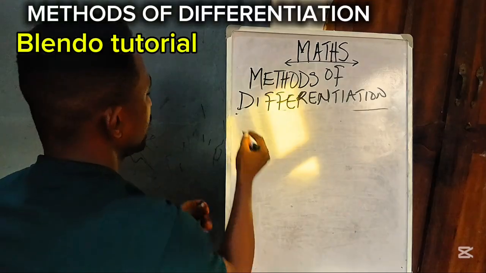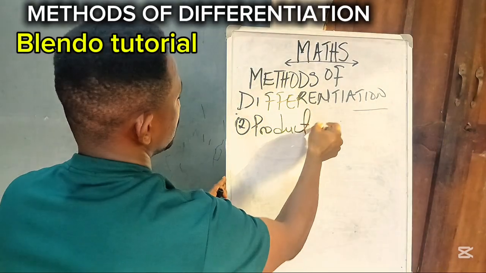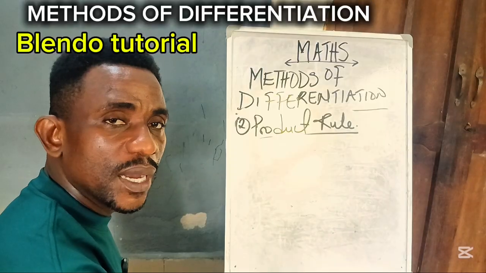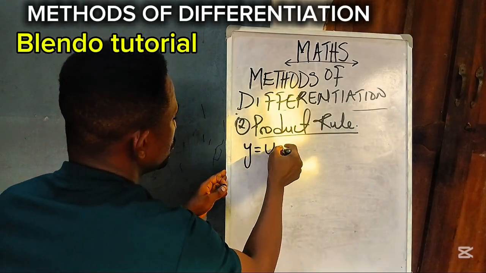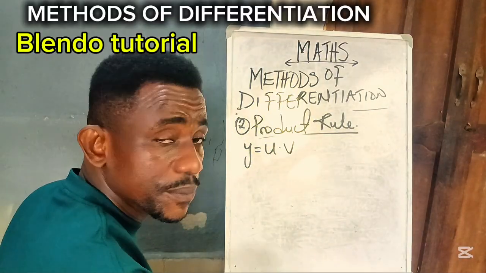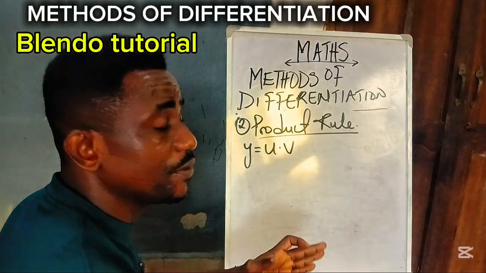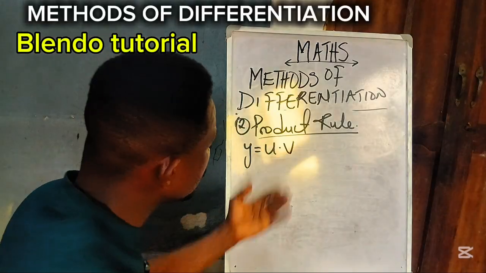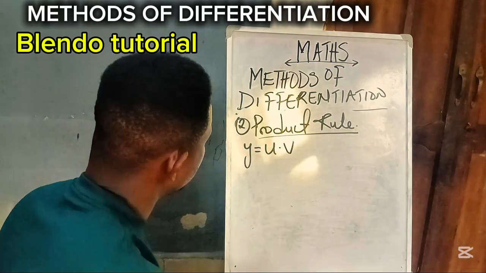Now, the next is product rule. Product rule has y equal to u times v, as two functions that are multiplying themselves. Let u be a function with respect to x, and v a function with respect to x. So how can we differentiate this type of function? That is where you have to apply product rule.